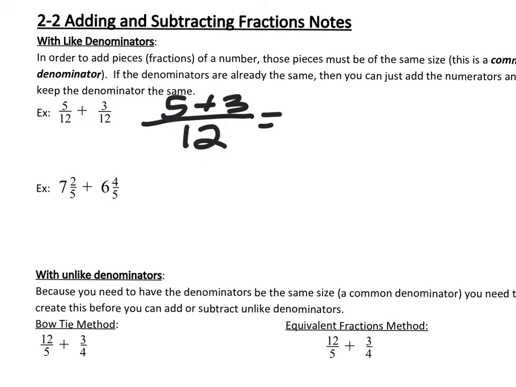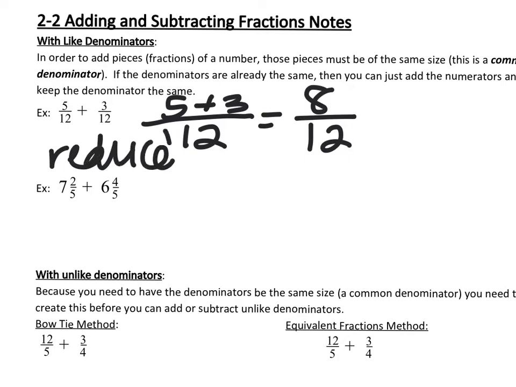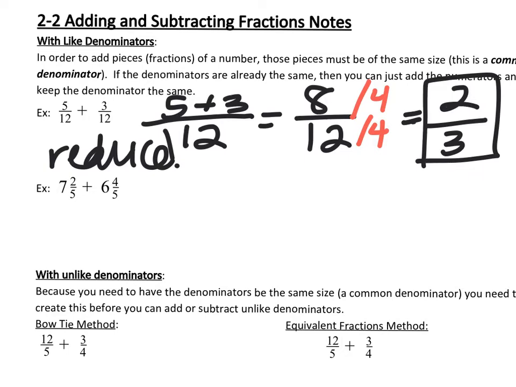So 5 plus 3 is 8, and then we'd have 12 on the bottom, and you have to make sure that you reduce. Make sure you reduce. Okay? So a number that can be divided out of 8 and 12 will be 4. So 8 divided by 4 is 2. 12 divided by 4 is 3. Okay?